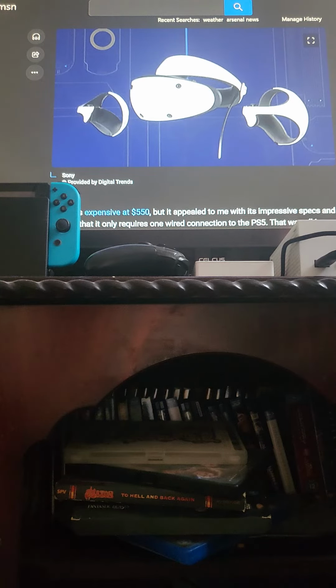Number two, lack of games. All it has is indie games and stuff. It's got no killer apps, and you're paying $550 for that.